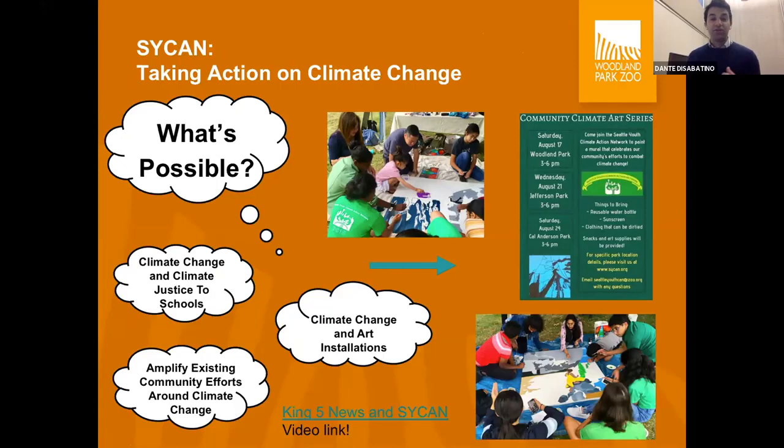They saw that there was a huge interest in talking about climate change and climate justice with schools, that there are ways we can amplify existing community efforts around climate change, and also that there was a lot of interest and assets in the gifts that people were bringing into the room, and people they knew in the community, around climate change and art. And I'll talk a little more about how the asset mapping led to one of the major projects that we did, which was around climate change and art installations.